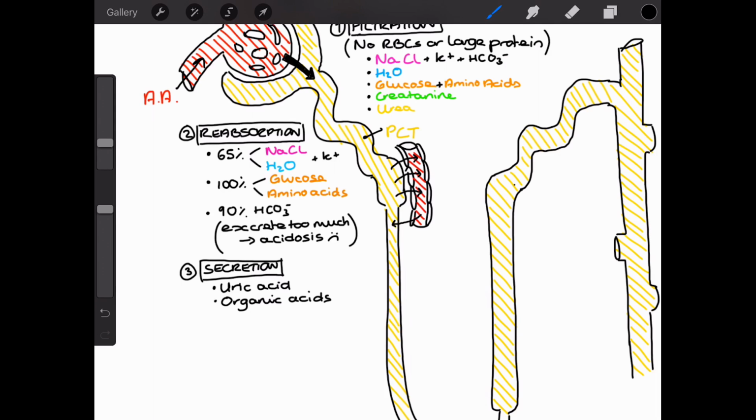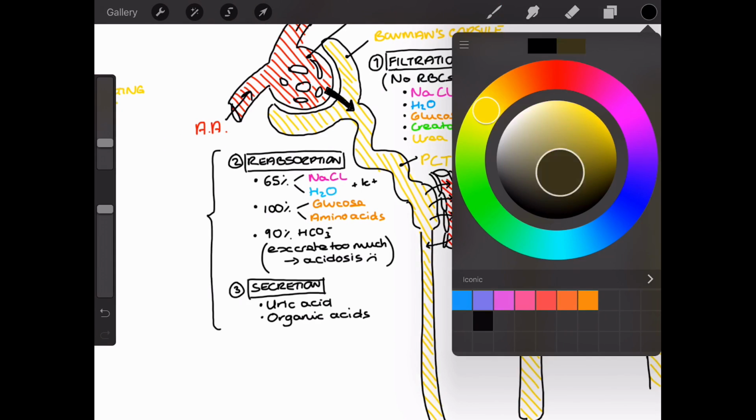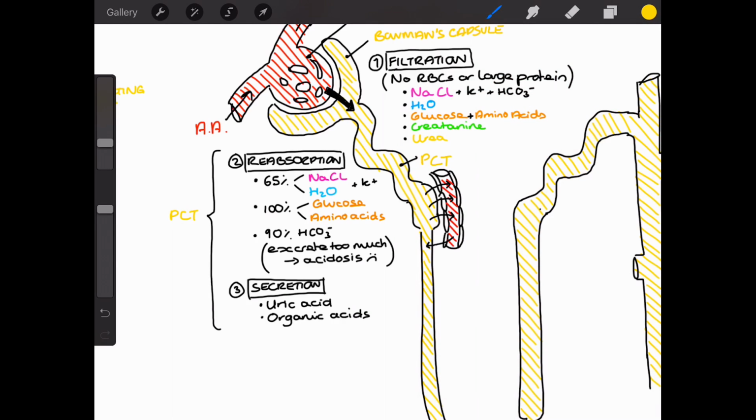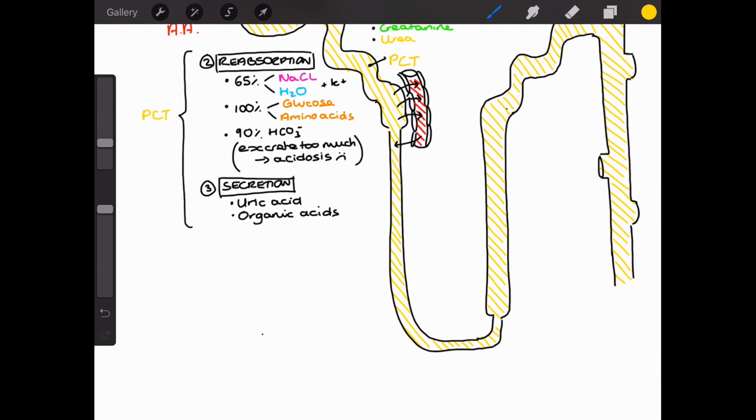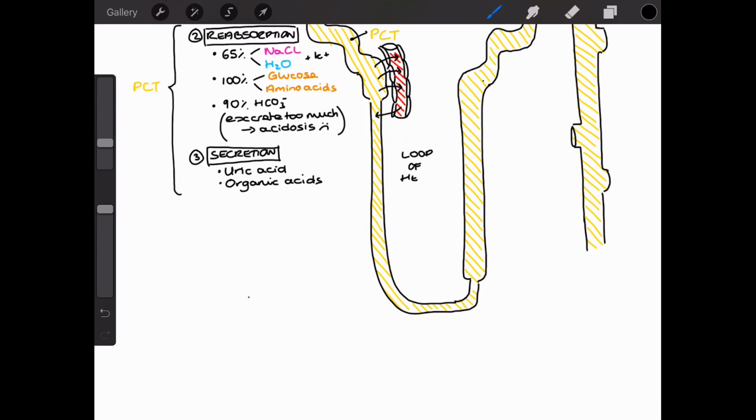Something else that occurs here is called secretion, and there's not as much stuff passing in this direction, but it's where substances from the blood pass into the nephron. Uric acid and organic acids pass in this way.